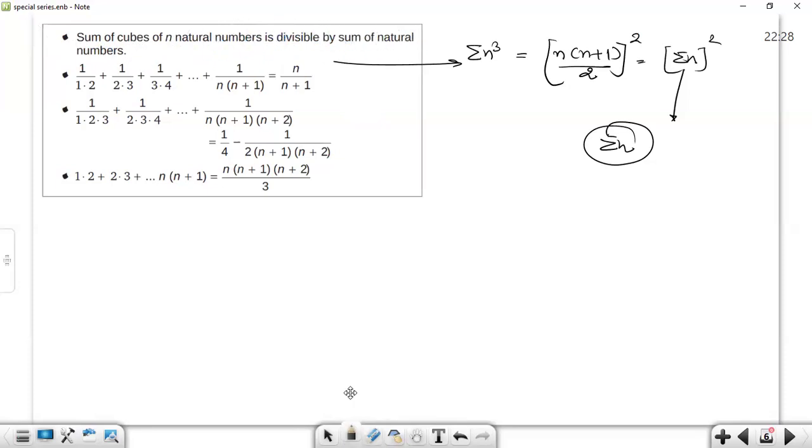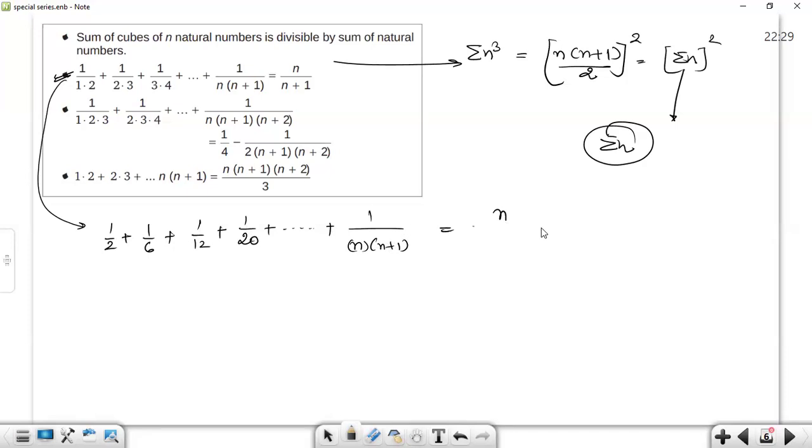There are some more observations. If there's a pattern like this, 1 divided by 2, 1 divided by 6, 1 divided by 12, let me write it in a different format also so that you can understand when it is not given in this format. This is the nth term of this particular kind of series, so its answer will be n divided by n plus 1. Please remember this, very important.